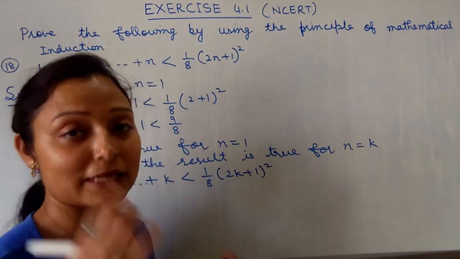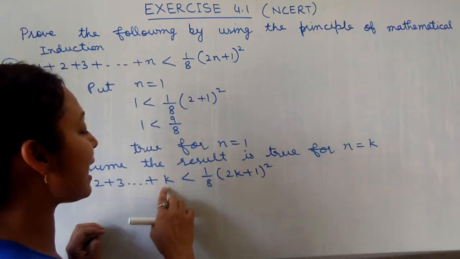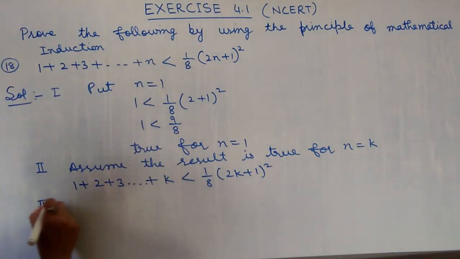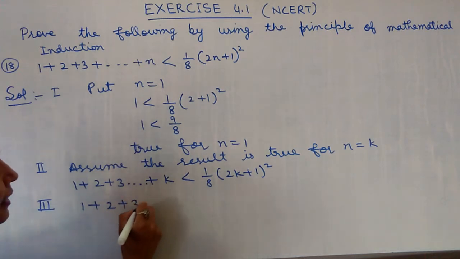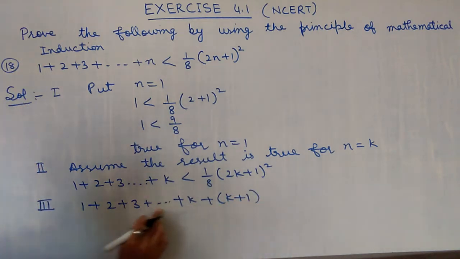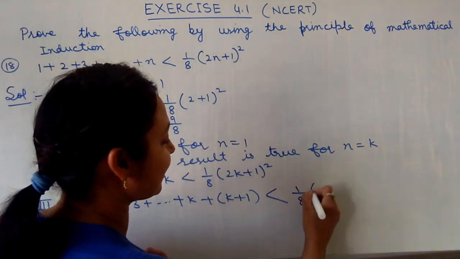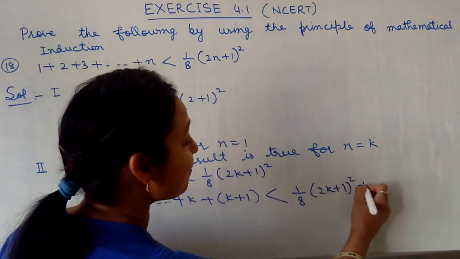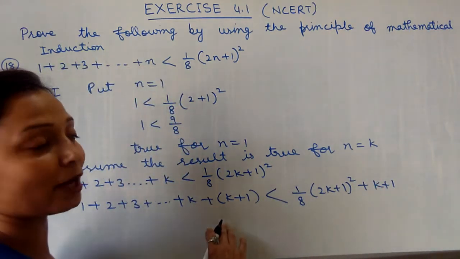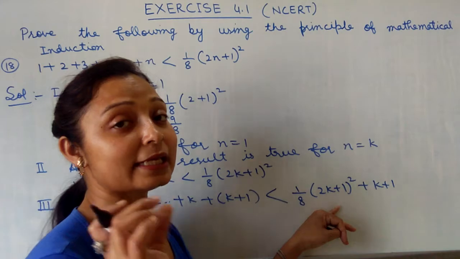For satisfying the equation for k plus 1, you have to add the last term k plus 1 in this place. So to prove this result, we have 1 plus 2 plus 3 and so on up to k, and the last term should be k plus 1. You have to add k plus 1 on both sides like this: 1 upon 8, 2k plus 1 whole square, plus k plus 1. The term which you have added on the left hand side, you have to add on the right hand side too. Now we have to simplify it and reach the result.